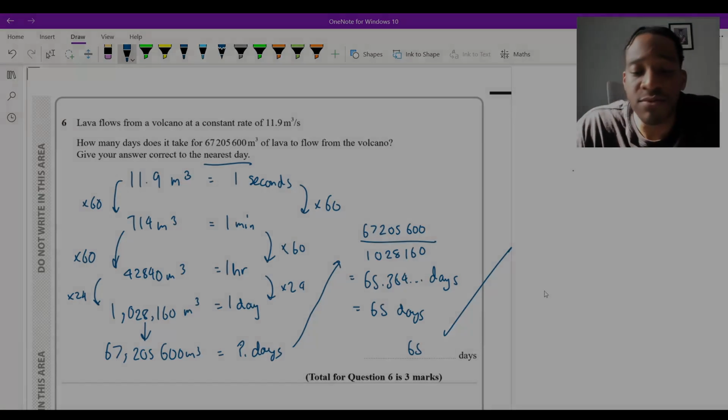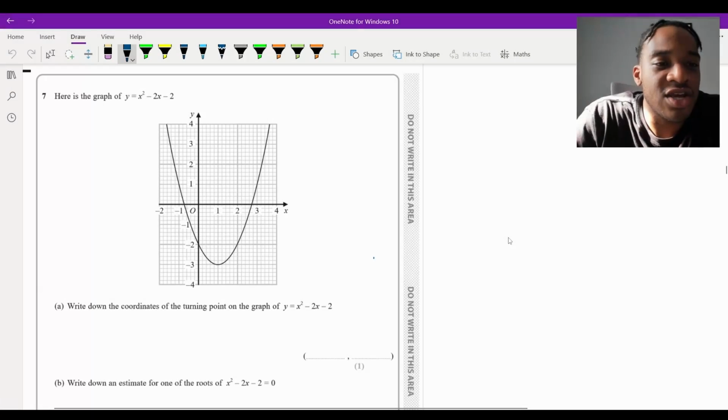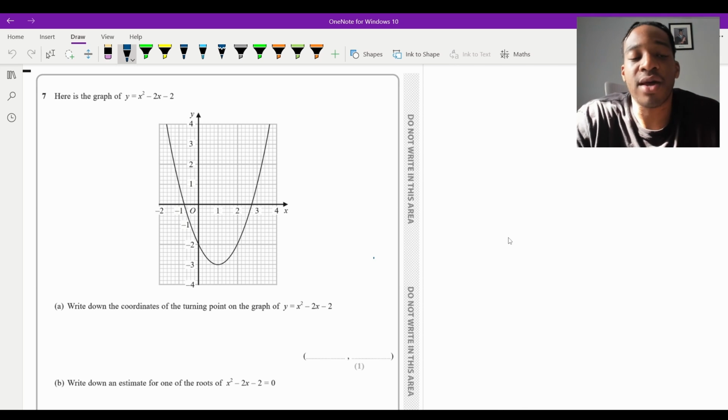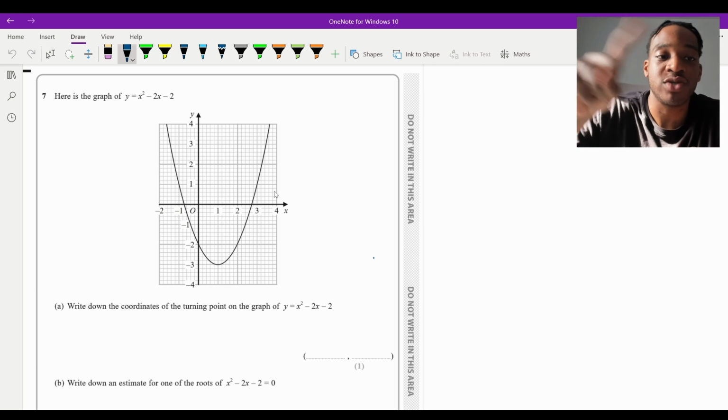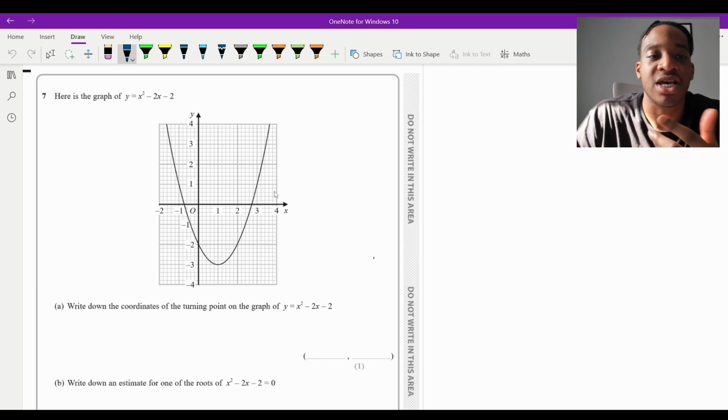And that's it. Question 6 finished. Okay, so question 7 says, here is a graph of y equals x squared minus 2x minus 2, and we need to write down the coordinates of the turning point on the graph. Remember the turning point is just the minimum point in this case, or the maximum if the graph was the other way around. So it's just the vertex as well.